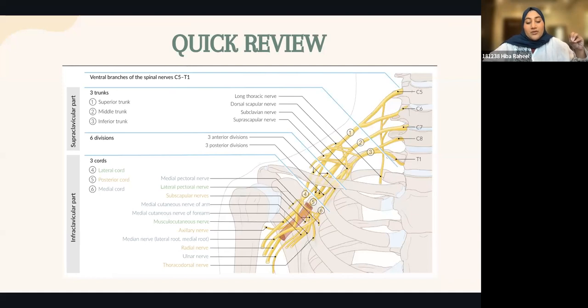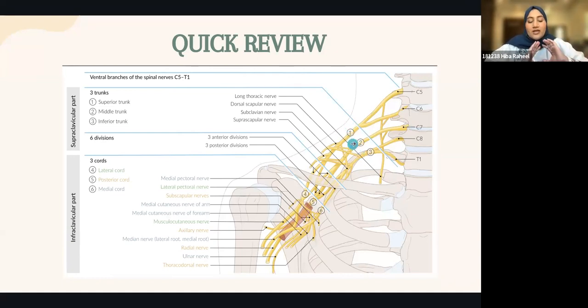I want you to think of the brachial plexus as like a tree, okay? So you have the roots of the tree, then you have the trunk, and then you have the branches, and then at the end, you have the leaves, right? So I want you to think of the same analogy here. You have the roots, C5, C6, C7, C8, T1. Then the roots go ahead and give rise to the trunks. Just like in a tree, the roots form the big trunk. So similarly, we have three trunks: the superior, the middle, and the inferior trunk.